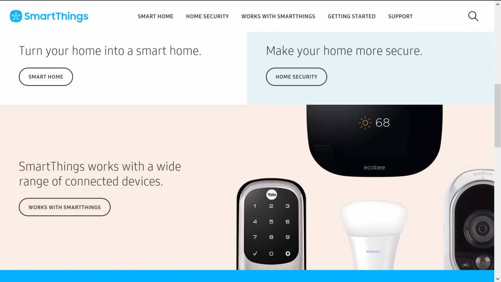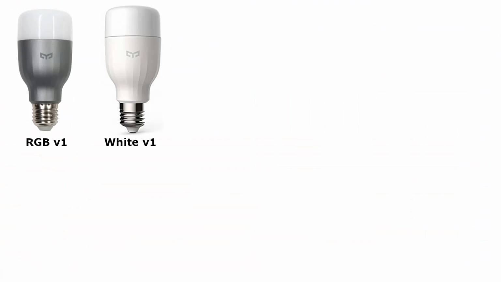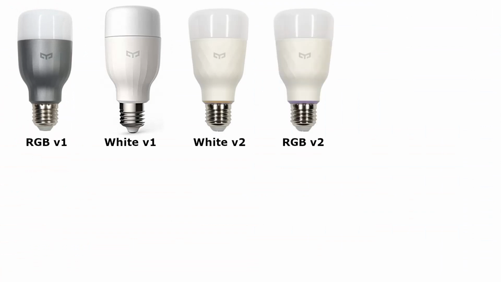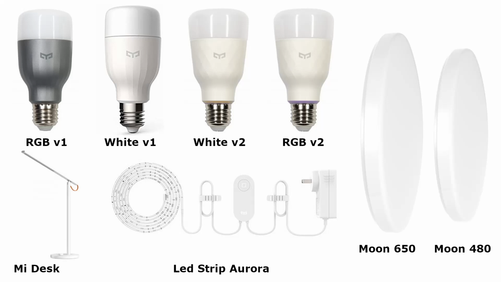This is what I have at home and what I tested. RGB bulb first generation, wide bulb first generation, wide bulb second generation, RGB bulb second generation, Mi desk lamp, Aurora LED strip, and Ceiling Moon 650 and Ceiling Moon 480, but probably more devices work, so let's see.